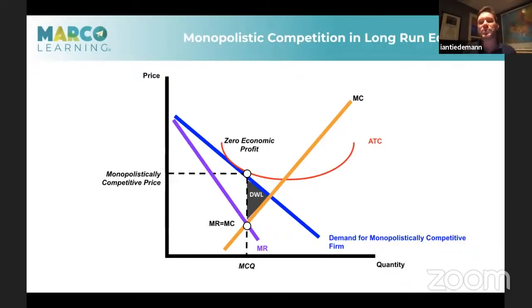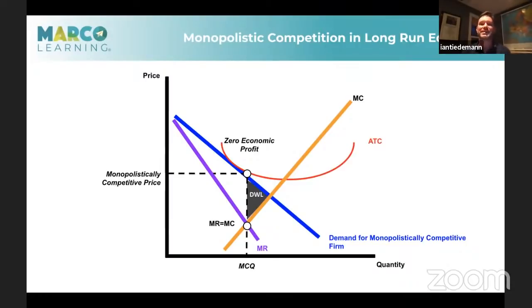But is it productively efficient? According to the textbook, no. They, again, like a monopoly, don't have the impetus to produce as many things as possible to bring the per unit cost down to its minimum point, which would be where the red and orange lines meet, because doing so would actually decrease their profit, or in this case, earn them a loss, because right now they're breaking even. So can firms enter?